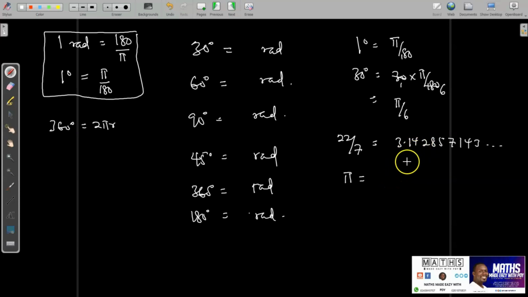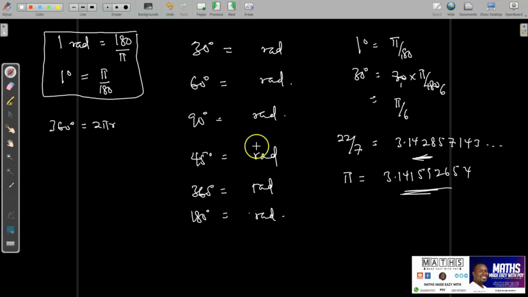Add 3.141592654. Is this value the same as what is here? No. So I beg of you, never use the pi on the calculator. Okay, sir.